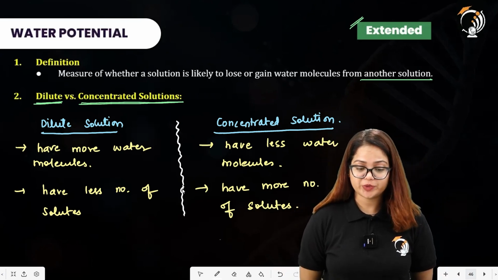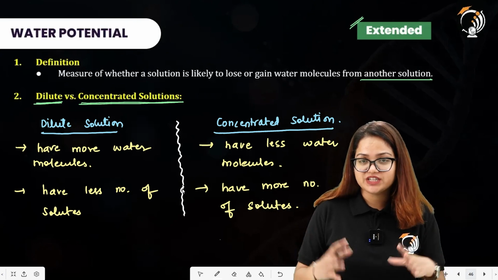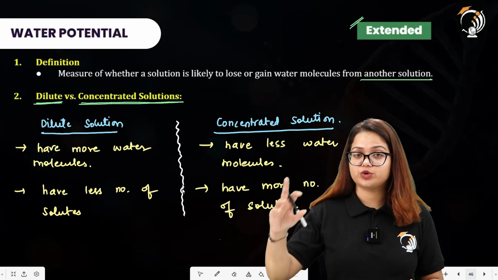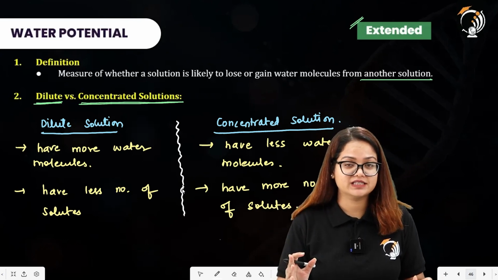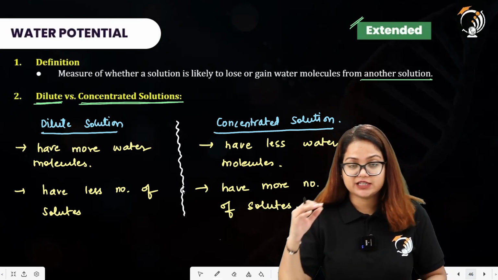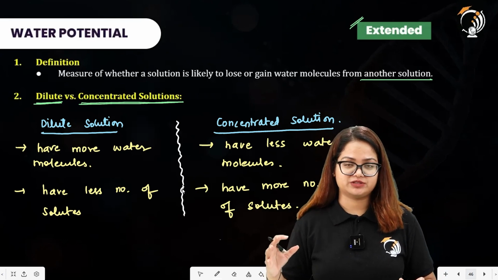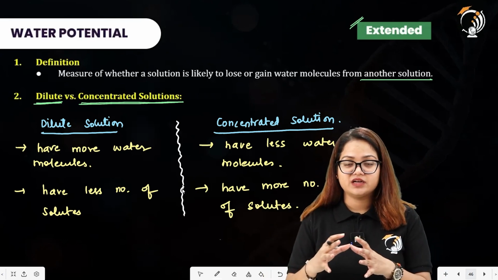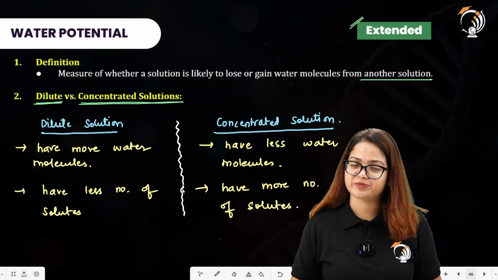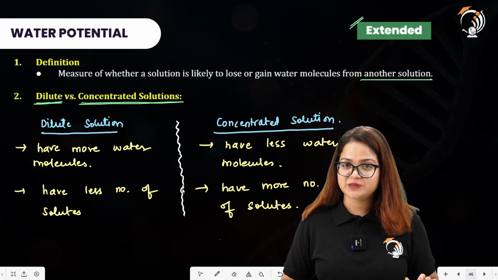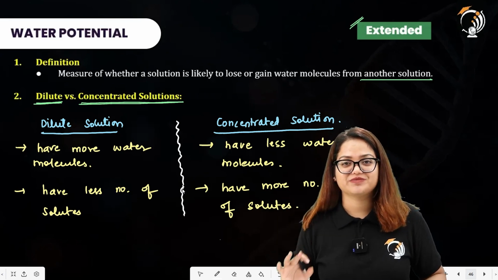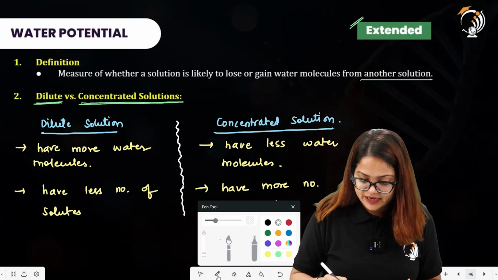So, how do we relate the water potential to these solutions? Now, you have to consider that the solution that has high water molecules in it has high water potential. Now, what do we mean by this? The concentrated solution will have lower water potential. The dilute solution will have higher water potential. Now, how do we relate the movement of water molecules considering water potential here? So, there will be a movement of water molecules from a region of high water potential to a region of low water potential.